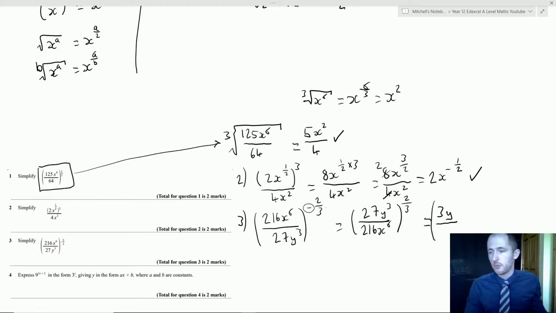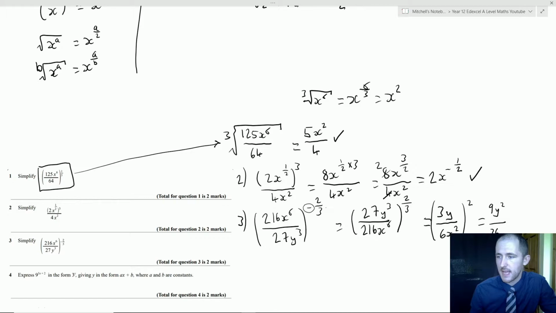So the cube root of 216, again, you can just use a calculator if you're unsure, but this is 6x. And then again, the power, A is going to be 6 in this case, B is going to be 3. 6 divided by 3 is 2. Close bracket, and then we're squaring it. Squaring it, 3 squared is 9, y squared is y squared, 6 squared is 36, x squared is going to be x to the power of 2 times 2, which is 4.